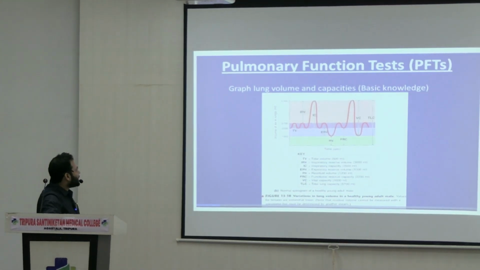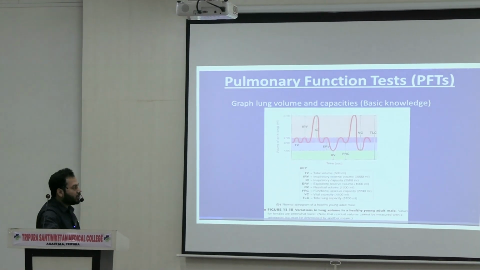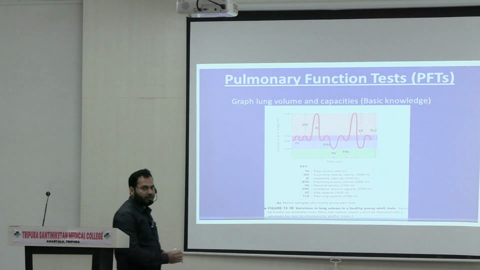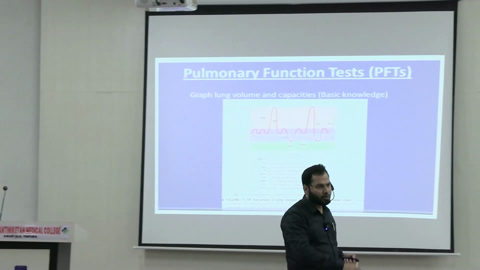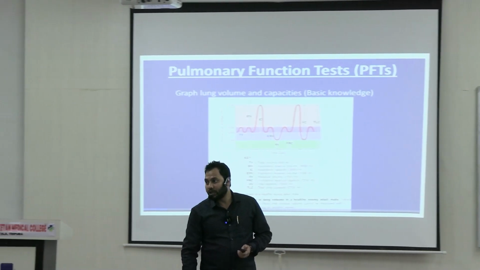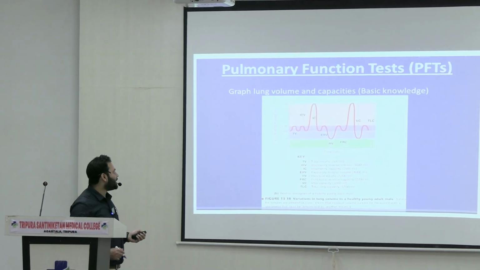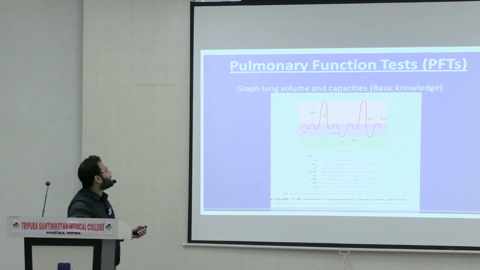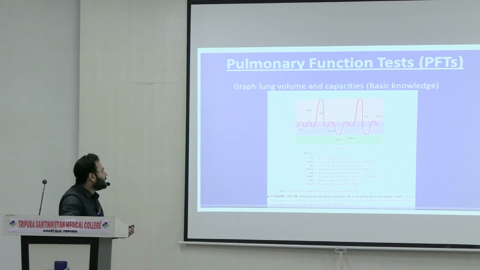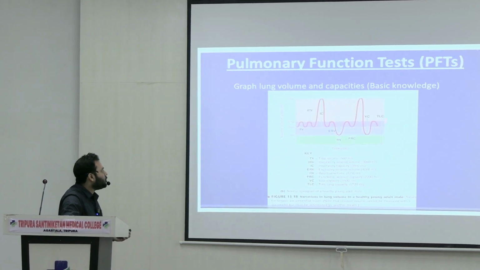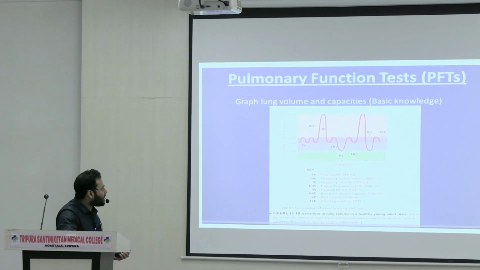And other than the expiratory reserve volume, you can see the residual volume. Residual volume is the volume of air that remains inside the lung alveoli even after completion of the full breathing process, right? Now, what are the different types of capacities? The capacities are the vital capacity, then the functional residual capacity, then the inspiratory capacity, and the total lung capacity. These are the four main capacities.